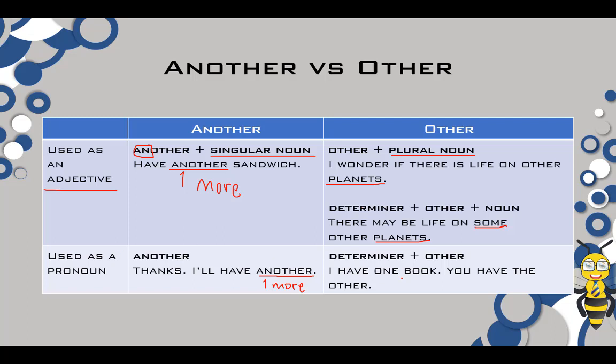And when we use other as a pronoun, we will always use a determiner before other. For example, I have one book. You have the other. So in this case, we are referring to one book only. Okay? Not more than one. But as you can see, here we have the determiner, so we must use other, not another. Okay?